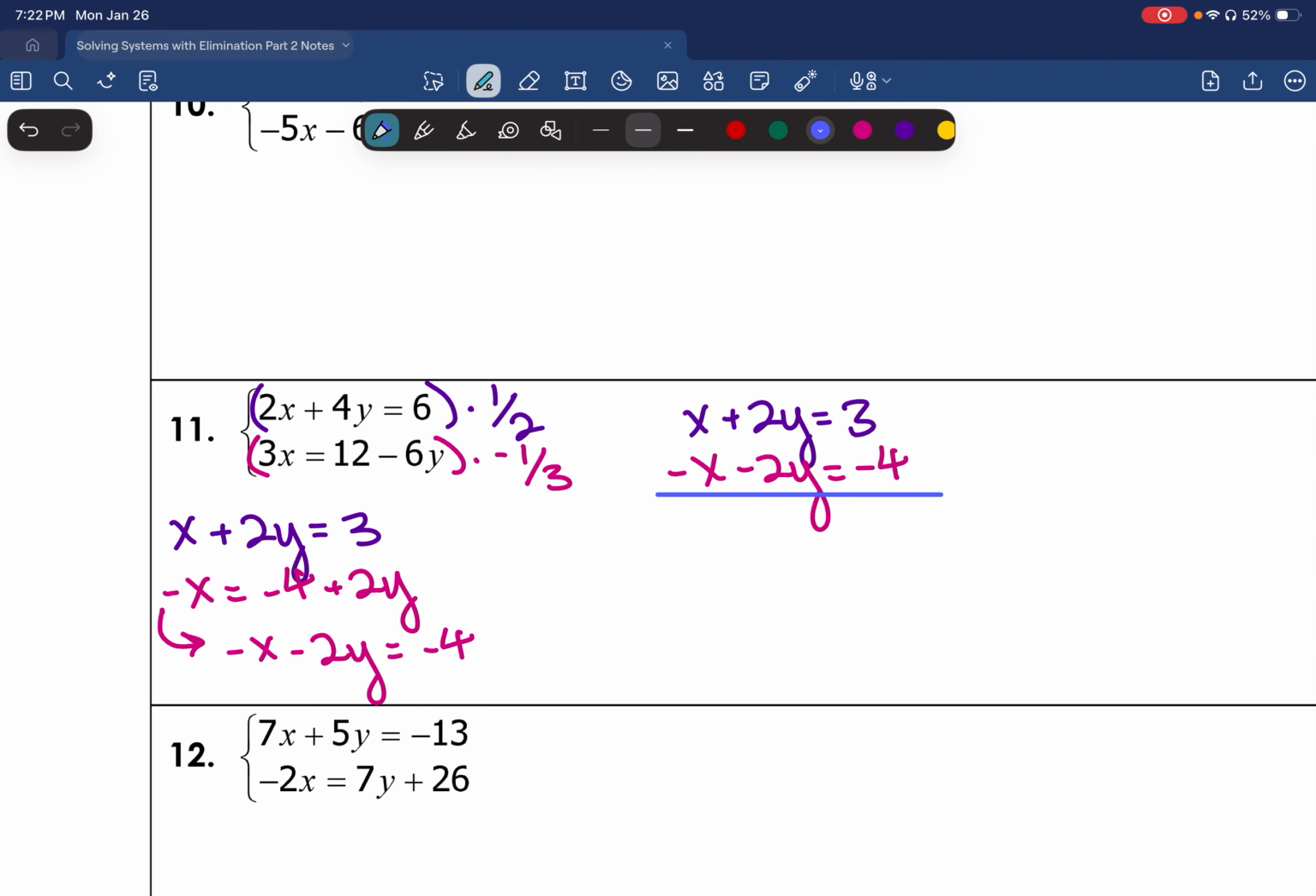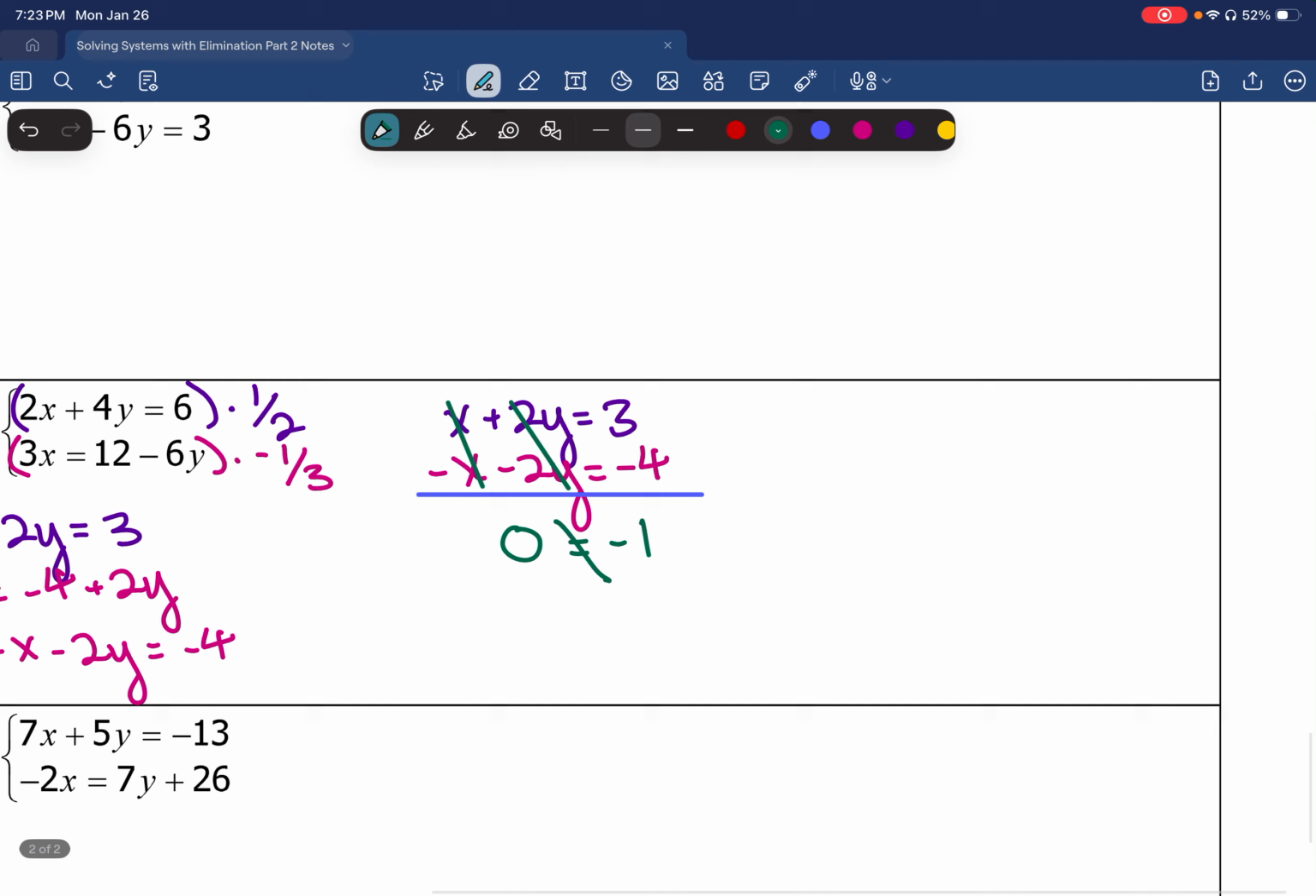I'll take these. This is going to cancel. This is going to cancel. And then I am left with 0 equals -1. Is this a true statement? Yes or no? No, that is not a true statement. So this is going to give me no solutions. You can also just write it like this with a 0 with a line through it. And remember, if it's no solutions, they're going to be parallel lines.